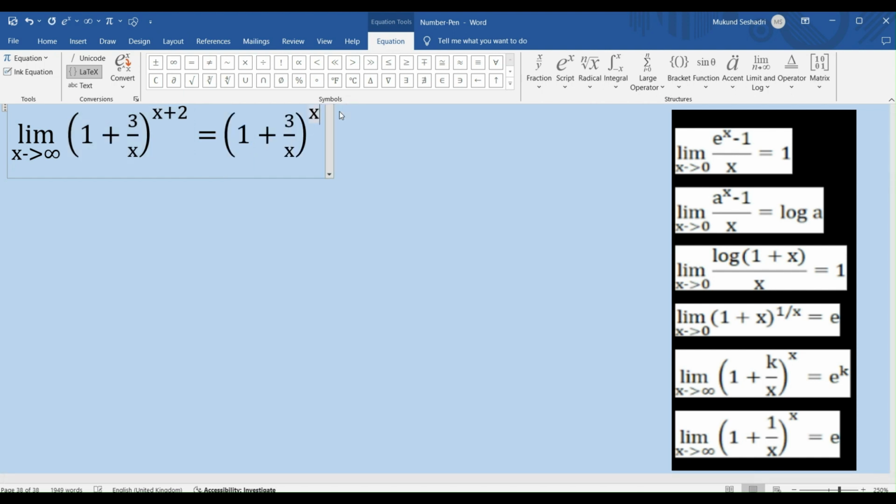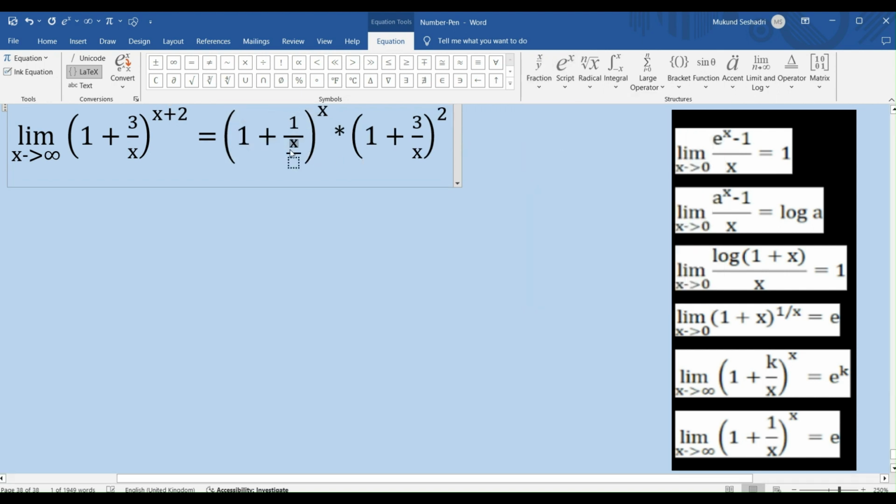I'm going to get (1 plus 3 by x) to the power x into again (1 plus 3 by x) squared, right? So I can further simplify this, right? What is my 1 plus 3 by x? My 1 plus 3 by x is nothing but 1 plus 1 divided by x by 3, right?